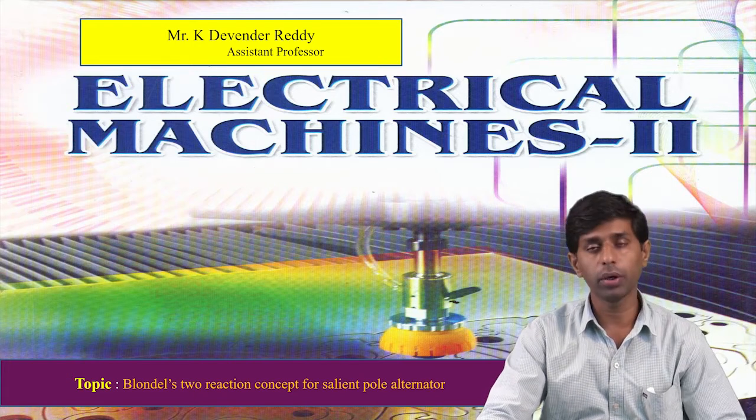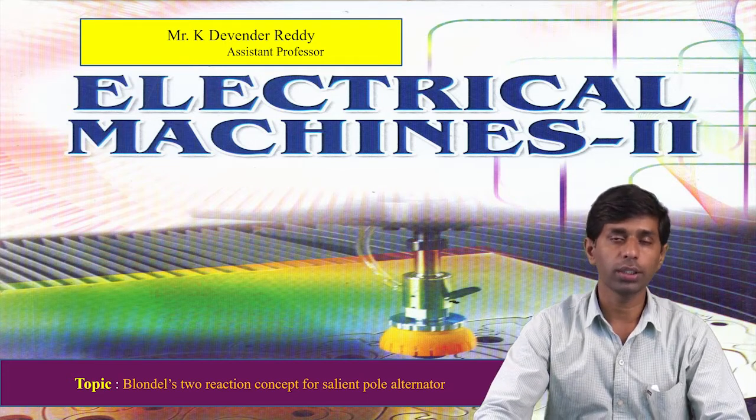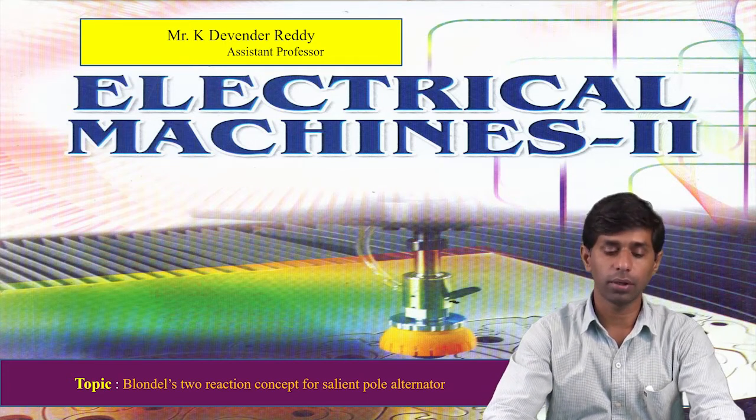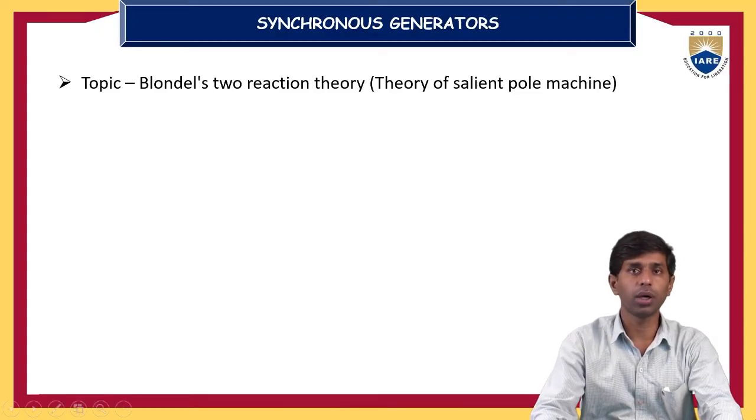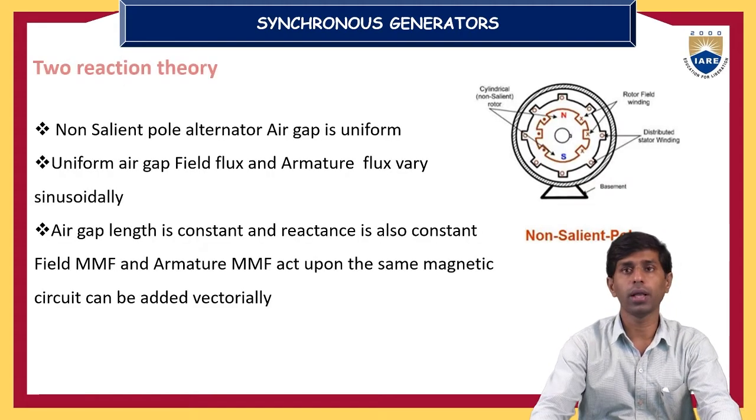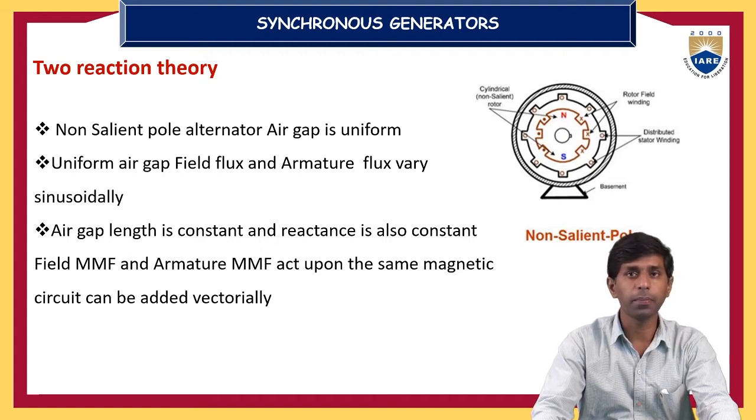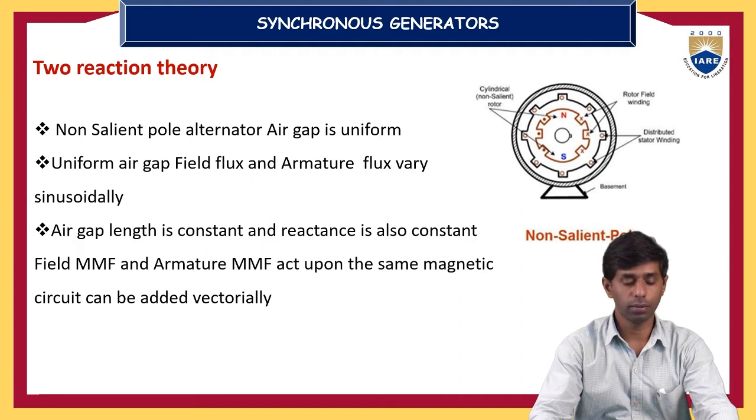In this video, we are going to discuss the two reaction theory, that is Blondel's two reaction theory for a synchronous machine. The theory of salient pole machine is called Blondel's two reaction theory. Professor Andre Blondel proposed a theory for a salient pole synchronous machine. That is why the theory is called Professor Blondel's two reaction theory, the theory of salient pole machine.